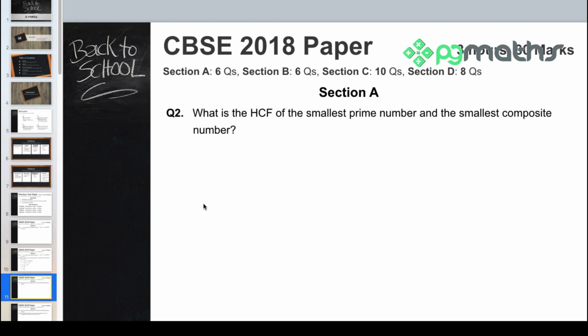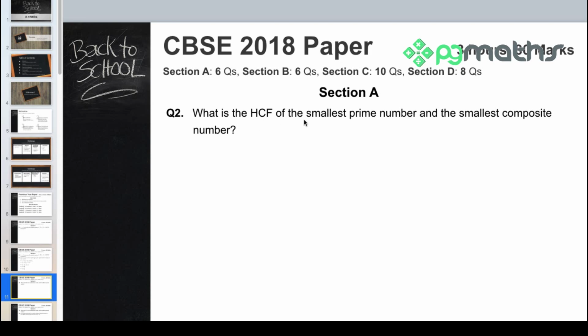Very straightforward. Then what is the HCF of the smallest prime number and the smallest composite number? Okay, so just a quick revision. HCF is for highest common factor. If two numbers have some factors, then the highest factor which is common to both of those numbers is the HCF.